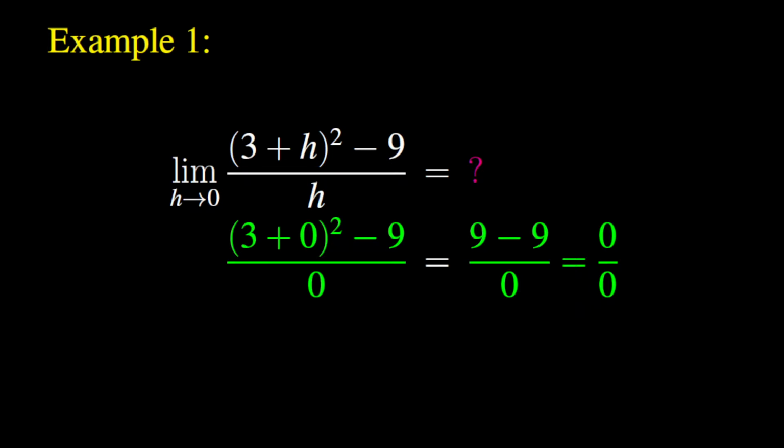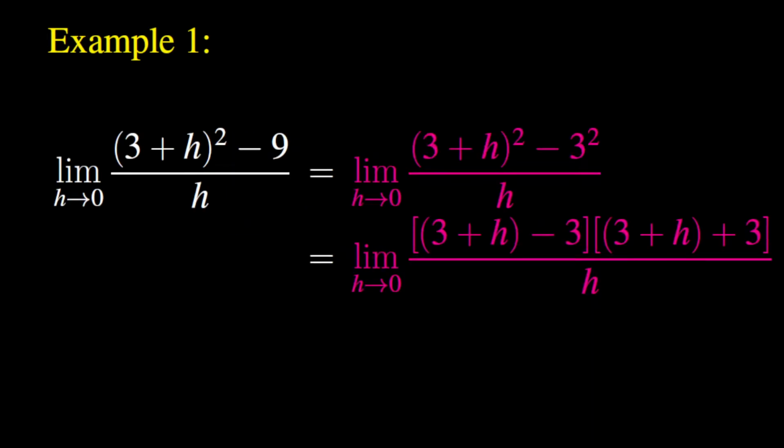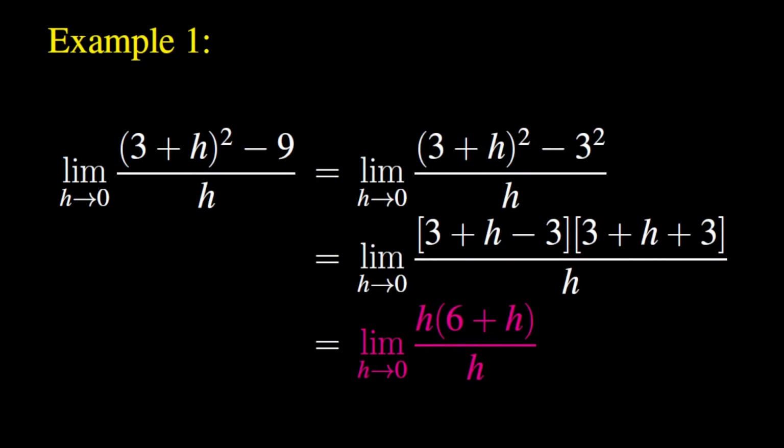This means that we have to try to simplify the entire fraction. In fact, we have a polynomial on the numerator, we should factorize it. We notice that 9 equals 3 times 3. So on the numerator, we have a difference of squares. This can be factorized as the expression 3 plus h minus 3 times the expression 3 plus h plus 3. So we have the term 3 plus h minus 3 which is just h, and the term 3 plus h plus 3 which is 6 plus h.